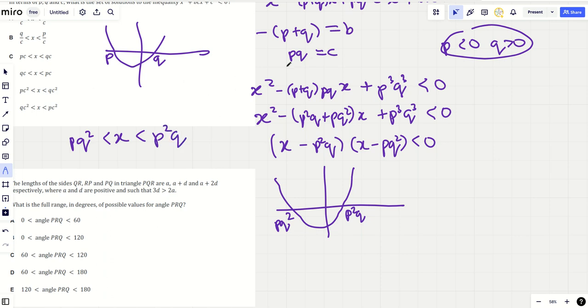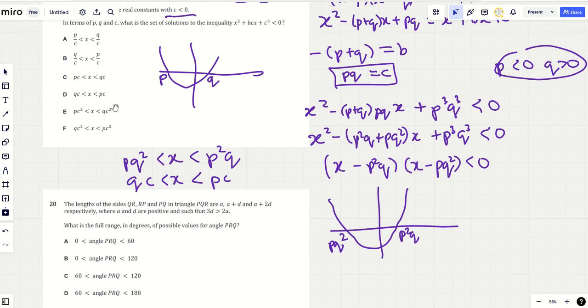Now, do you remember we said c was pq? Well, that means that this is going to be qc is less than x, which is less than pc. Is it? Yeah, pc. So which one is that one? qc and pc. So I make it D, yeah? And I think that's right.